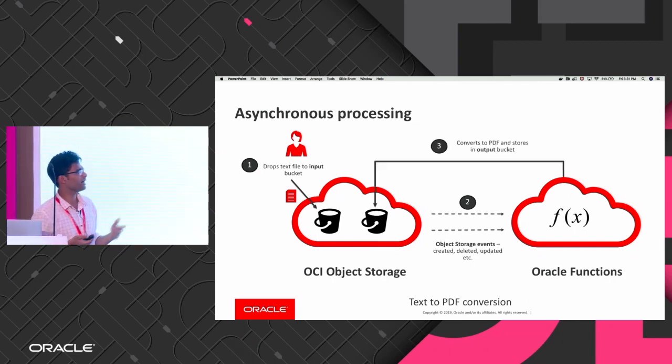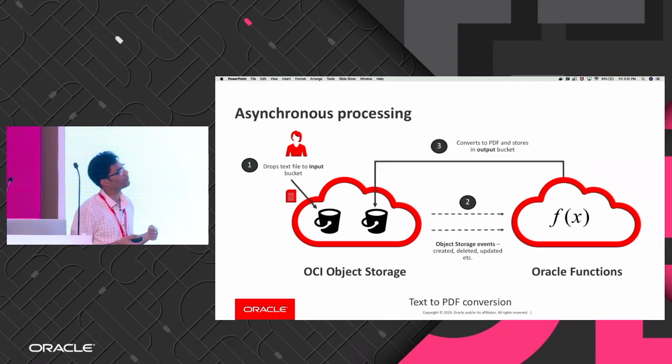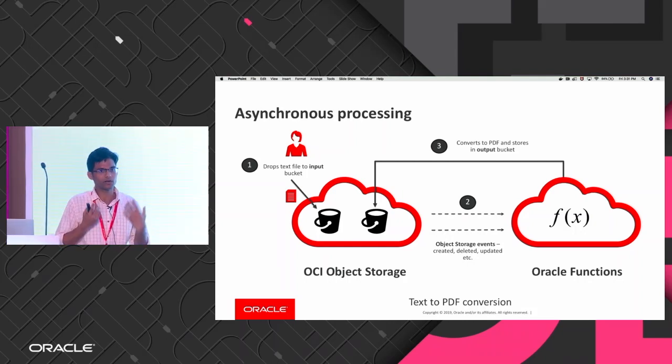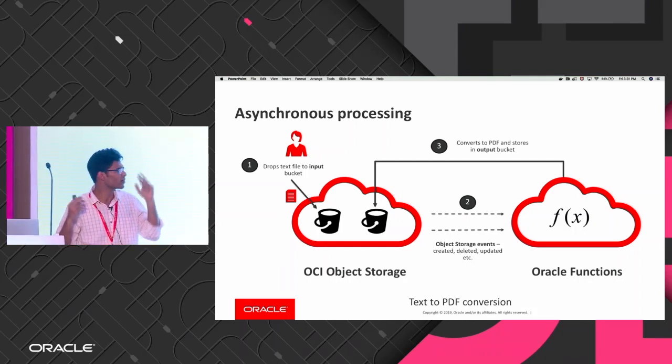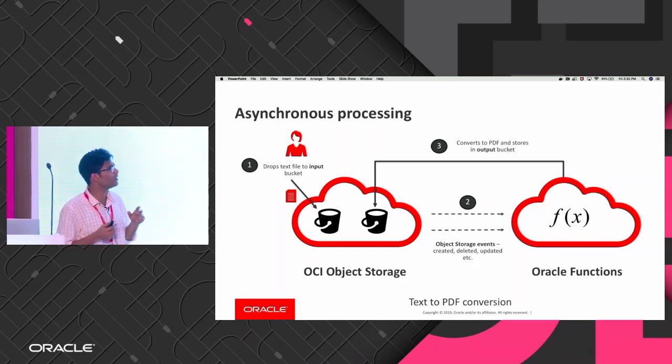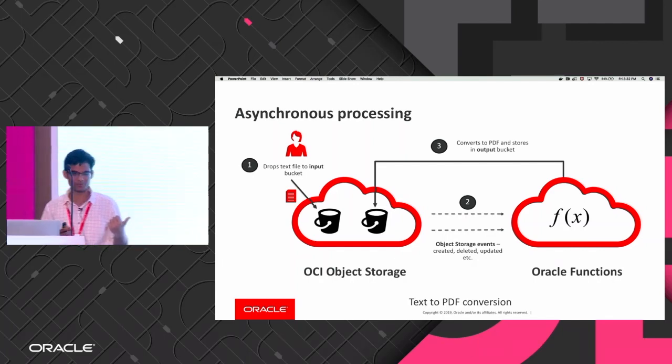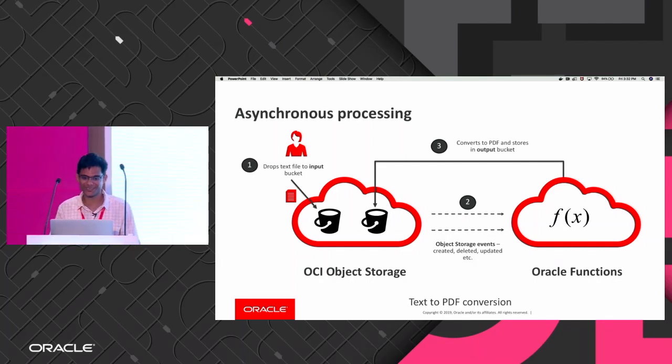And I think it's pretty obvious what's going to happen. So Oracle functions, the code is going to get triggered. It's going to do a text to PDF conversion using this is a Go function which I've written using Go PDF library. Not that important, but anyway. And it's going to drop it into an output bucket, right? So I bought some time so that my function could execute and do its work.